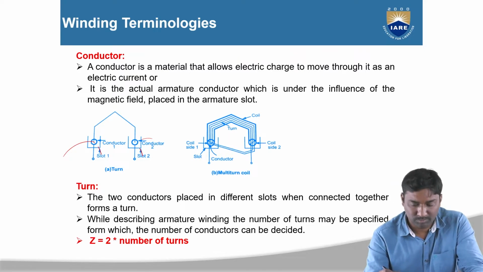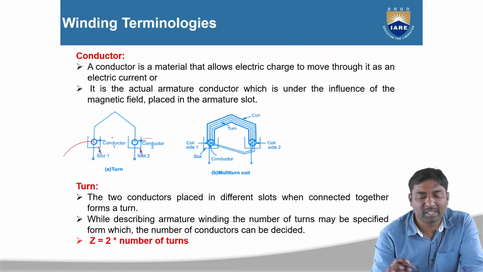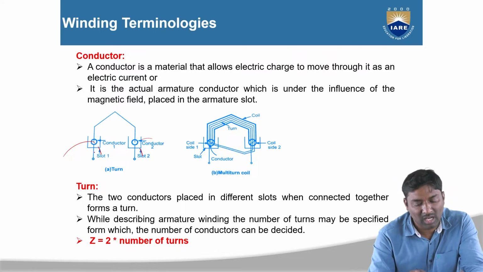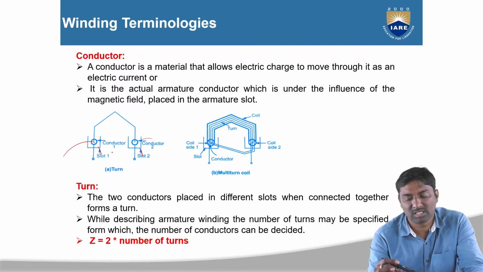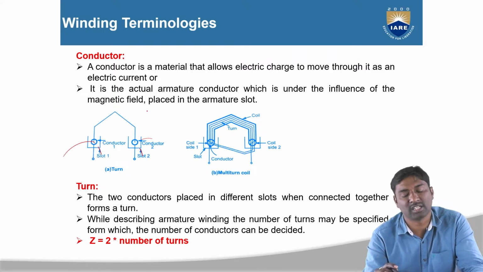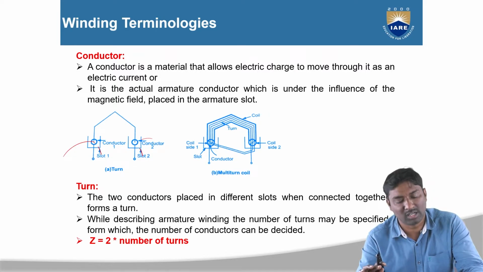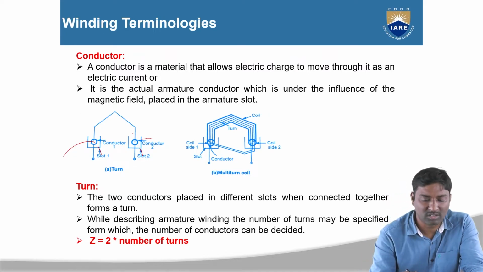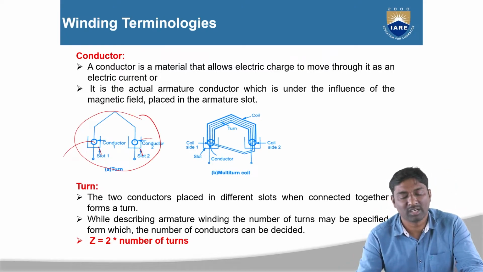Before that, what is meant by a turn? A turn is two conductors. Here, these two conductors are placed in different slots. When these two conductors are connected to each other, they form one turn. That is called a turn. This is the example, the diagram, for a turn.